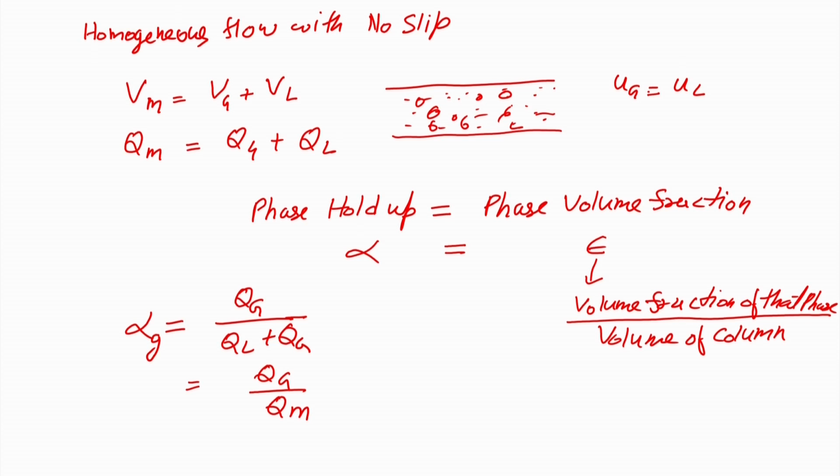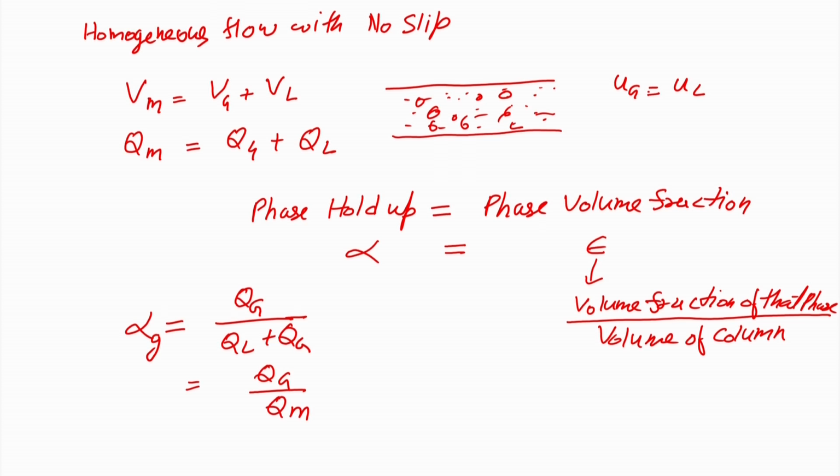So alpha G, suppose it is 60%, it shows that the fraction of the gas at the inlet is 60% and 40% is the liquid. It means if I know the total flow rate, I will just multiply by 0.6, I will get the gas flow rate. If I multiply by 0.4, I will get the liquid flow rate. So that is what alpha G is.